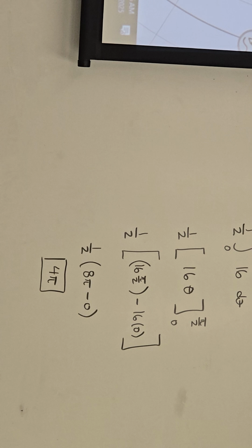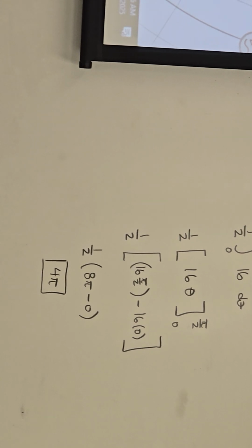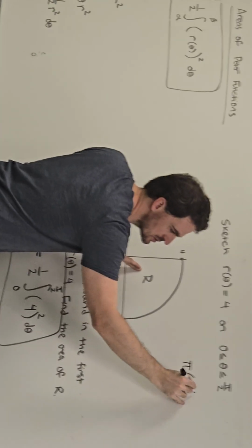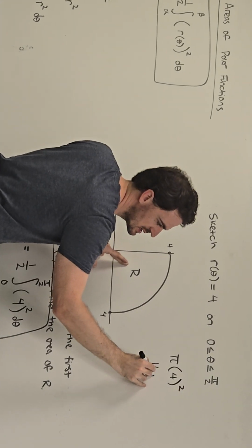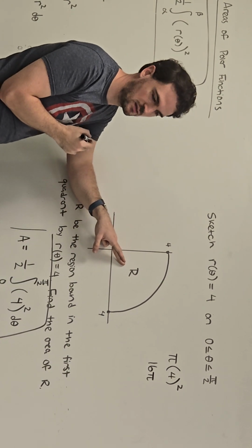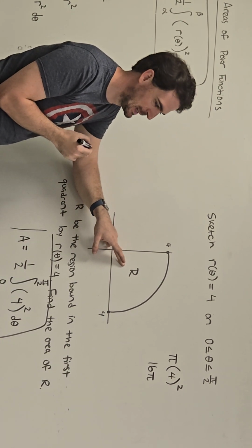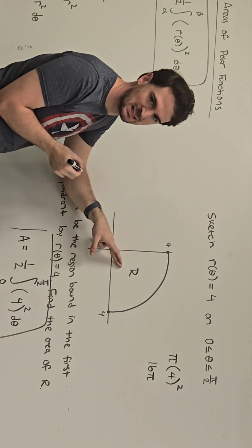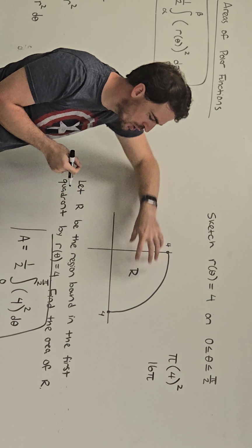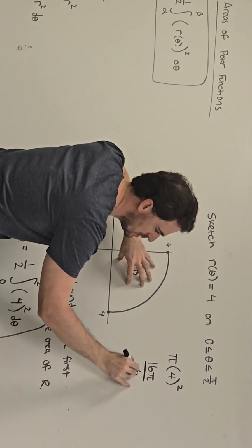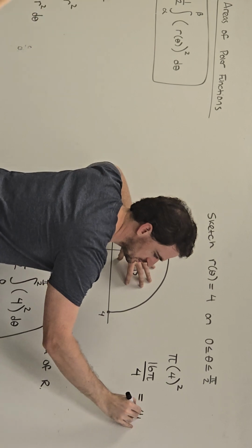Let's just use some known geometry here. If I've got a circle with radius 4, that's pi times r squared, or 16 pi. Why is that not identical yet? Yeah, you only want 1/4 of the circle. Divided by 4, you get 4 pi.